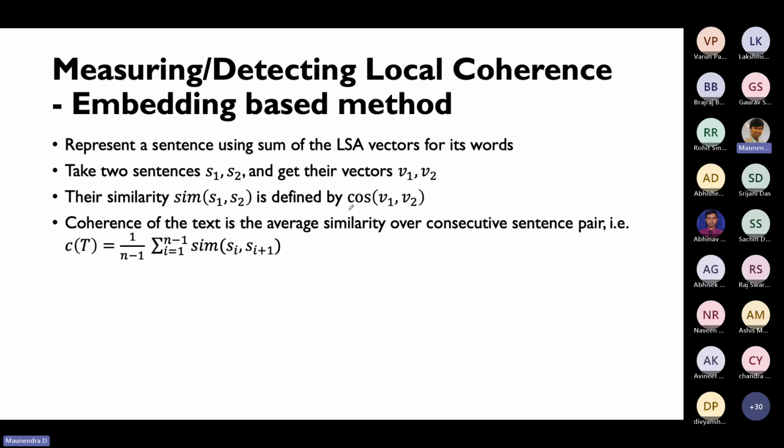And one simple technique could be to represent the coherence of the text by taking the average similarity over the consecutive sentence pairs. So in your passage, suppose you have n different sentences, then you have n minus 1 consecutive sentence pairs, right? S1, S2, then S2, S3, till Sn minus 1, Sn. So for each consecutive pair, you take the similarity, sum them, divide by n minus 1, essentially the average of these similarities. And this can be one estimate of the coherence.